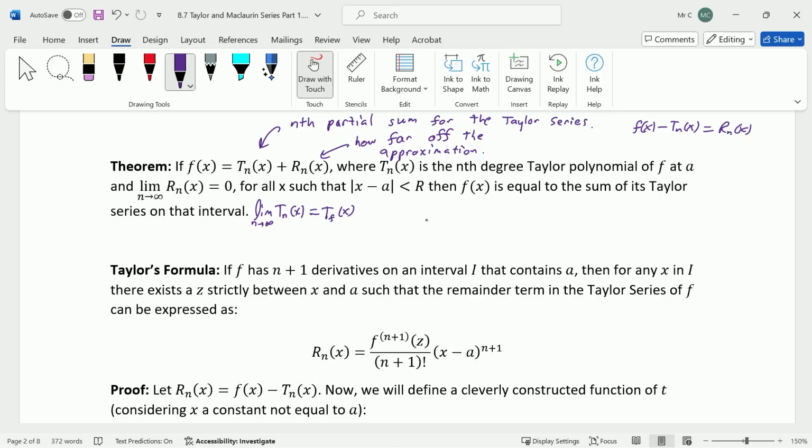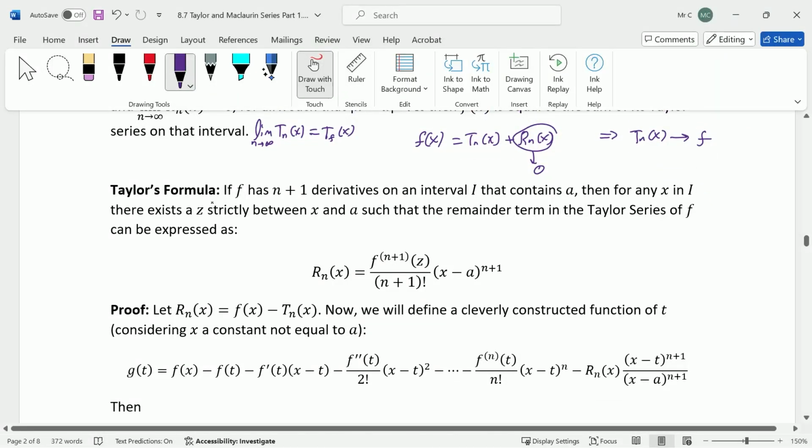So what we're saying here is that if f of x looks like this, and r sub n of x is approaching 0, that tells me that t sub n of x must be approaching f. Because it's got to fill in the gap, right? If these things are equal, and this second term is going to 0, then those partial sums must be approaching f. Now that's all fine and dandy if we know how to find r sub n of x. Now that's where Taylor's formula comes into play.